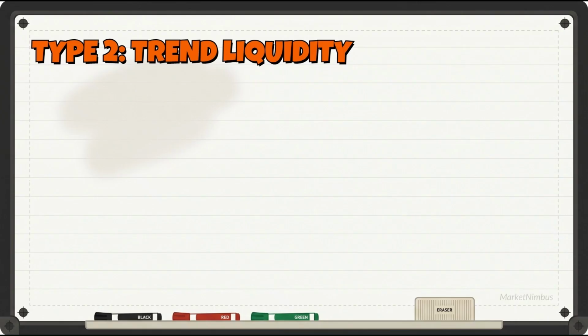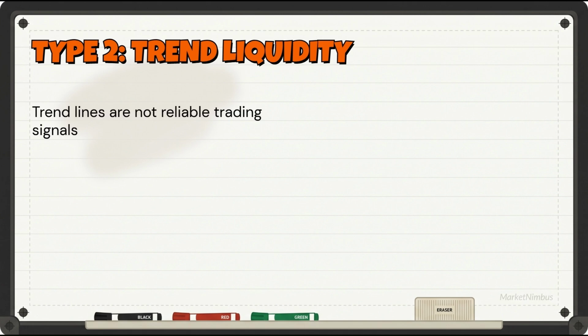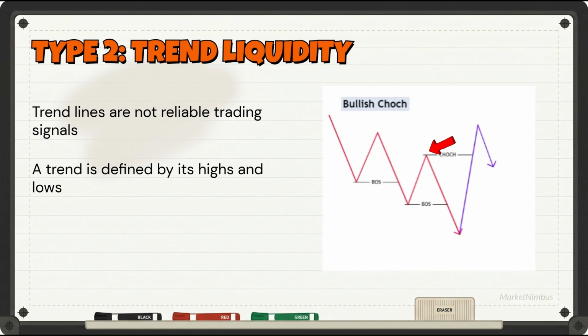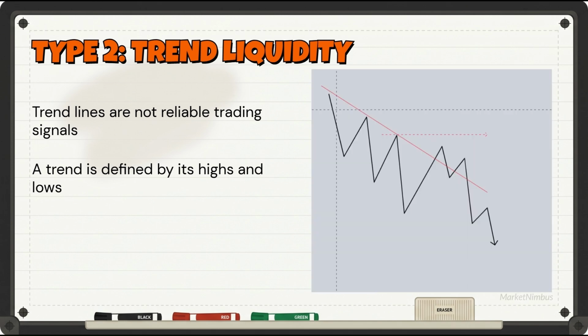To understand trend liquidity, I need to say something uncomfortable. Trend lines are not reliable trading signals. A trend is defined by its highs and lows. In a downtrend, lower highs, lower lows. The trend only changes when price breaks above a significant structural high. A trendline break doesn't do that. Price can slice through a descending trend line and still be in a perfectly intact downtrend structurally.